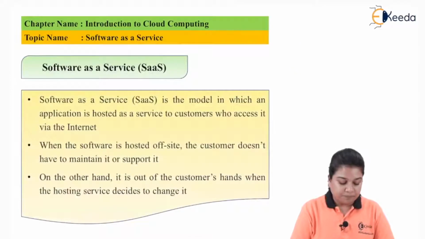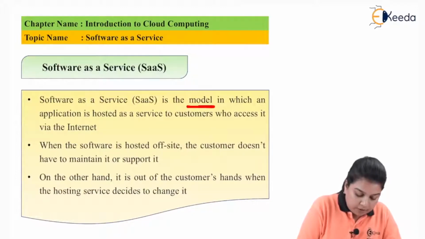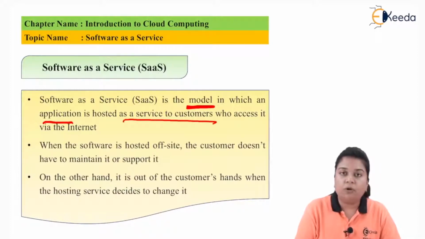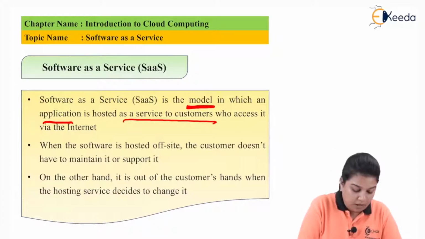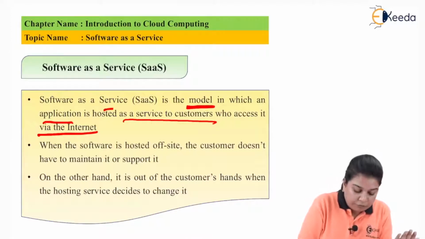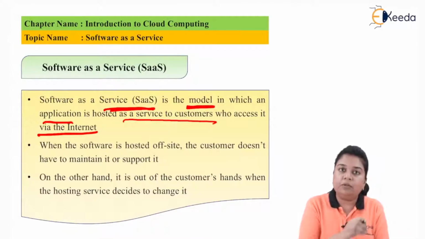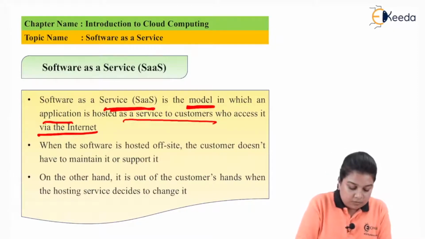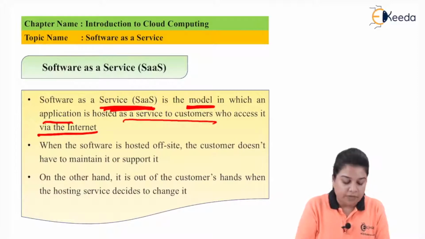Software as a service is the model in which an application is hosted as a service to the customers who access it via the internet. That means those applications which we access via internet come in software as a service, like the Google search engine, Gmail, Google Drive, Google Docs. These all are accessed via software as a service.